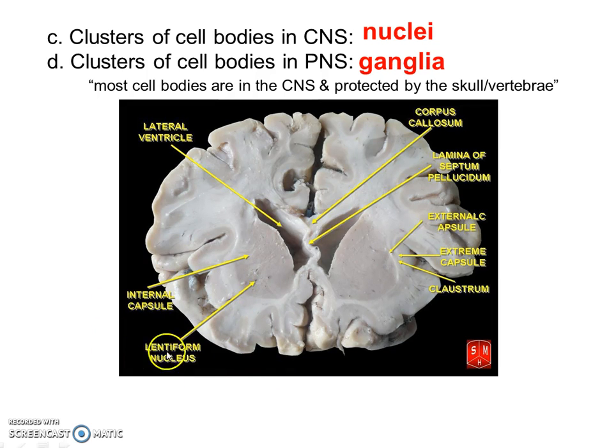Here's a picture that shows you the lentiform nucleus, so you know that this is a group of cell bodies of several neurons. Notice it's a little darker in color than this out here. This is actually gray matter.